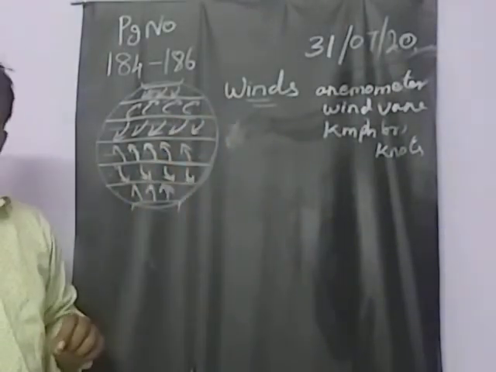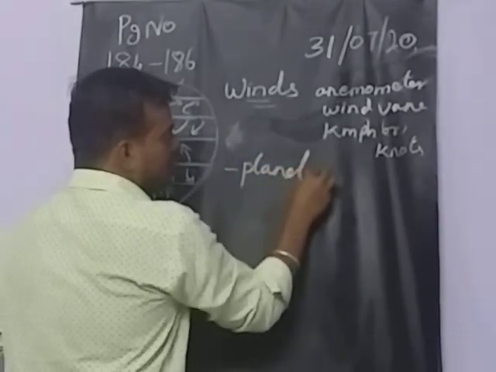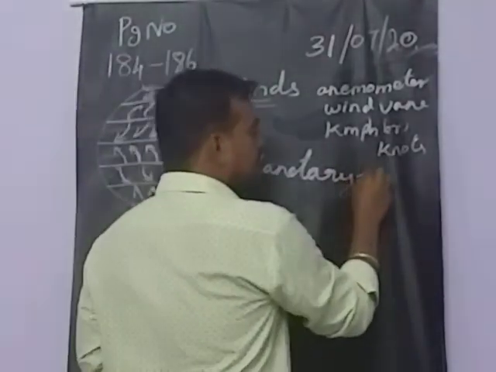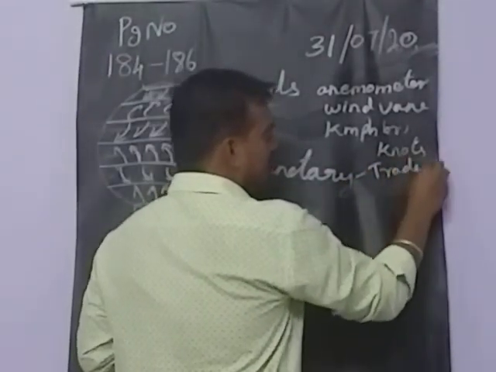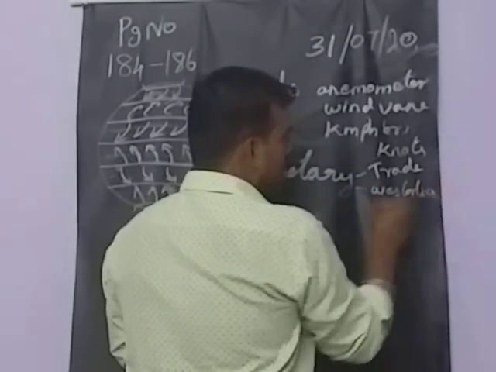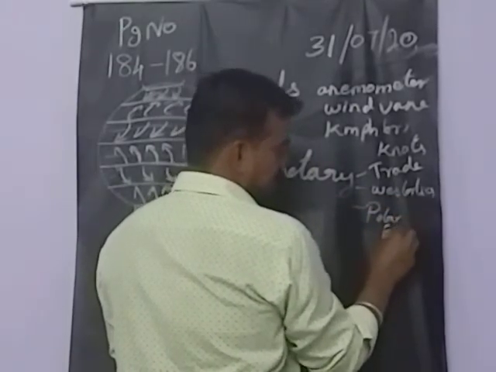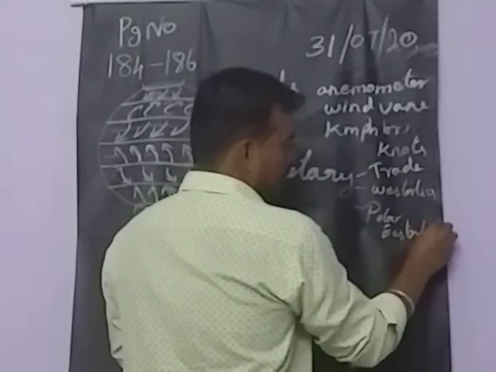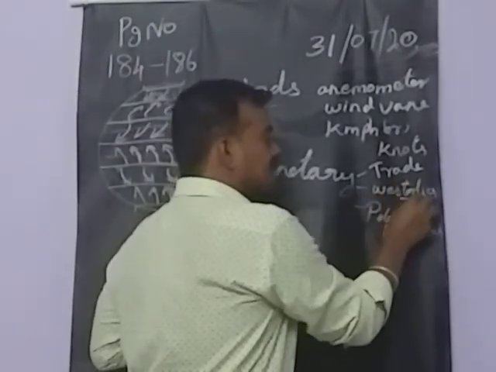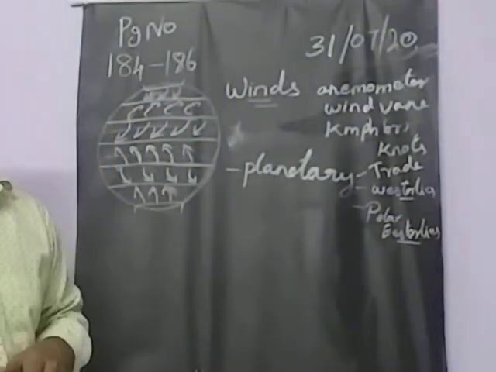We have types of winds. The first type of wind is planetary winds. In planetary winds we have three types: one is trade, another is westerlies, and finally polar easterlies. Already I told you, westerlies means the wind blows from the western direction. Easterlies means the wind blows from the eastern direction.